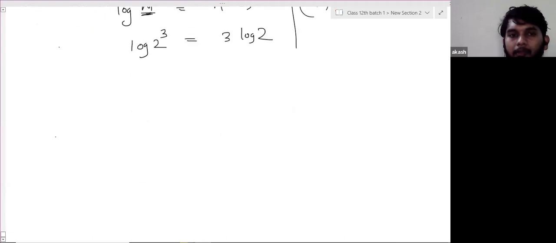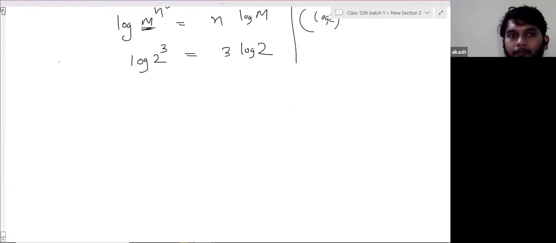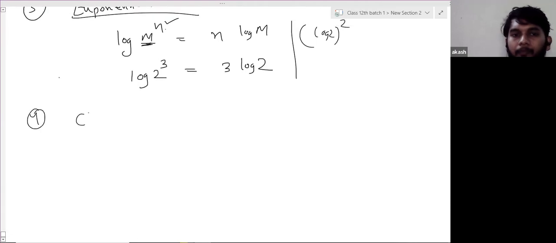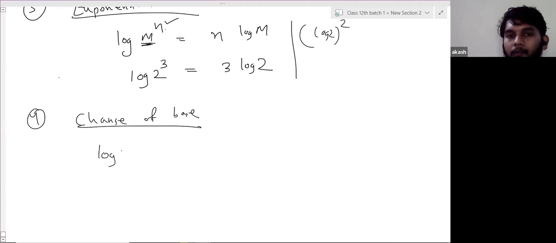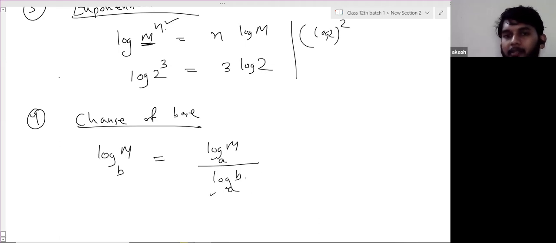Fourth property is change of base. If you have log m to the base b, you can write this as log m to the base a upon log b to the base a. You have to keep the base constant with whatever base you want. Suppose you have log 3 to the base 2. This you can write as log 3 to the base 10 upon log 2 to the base 10. All right, this is clear.